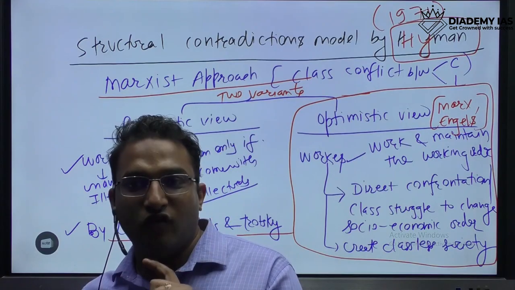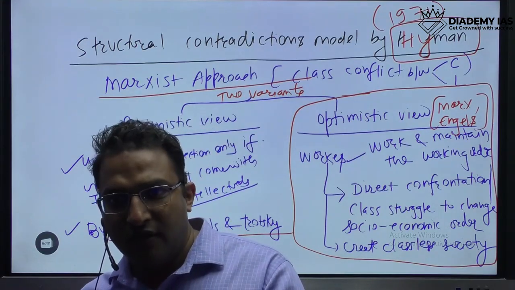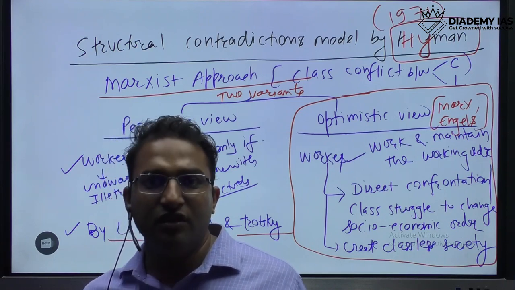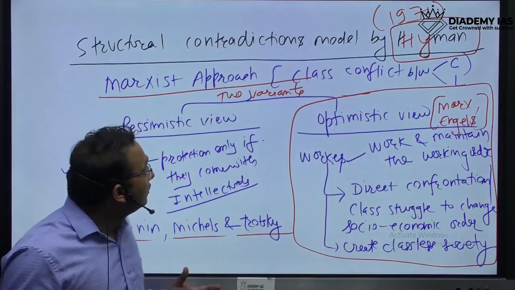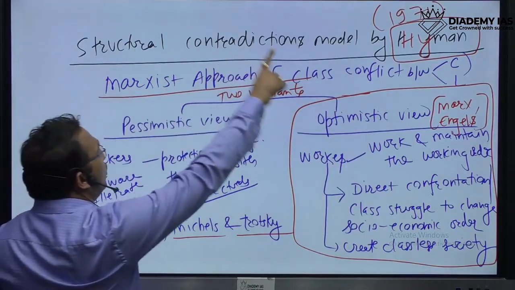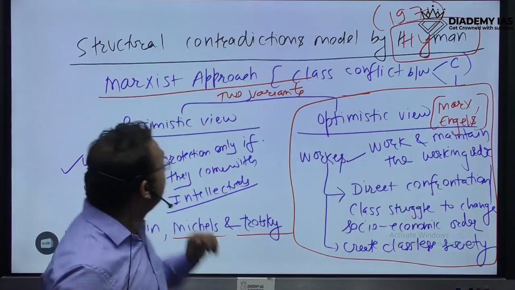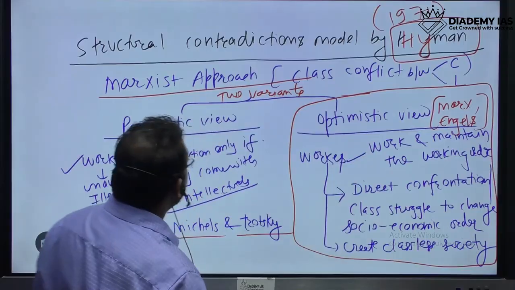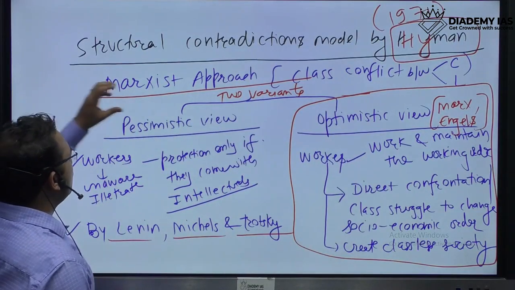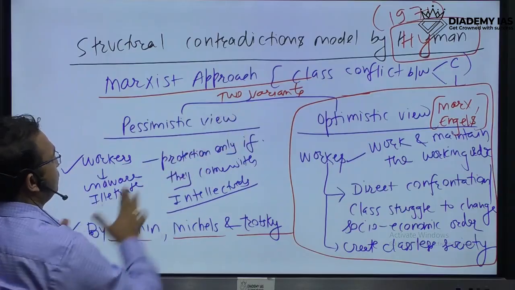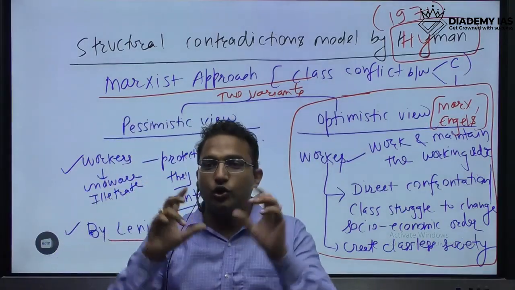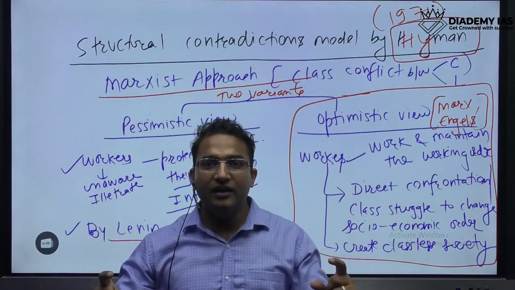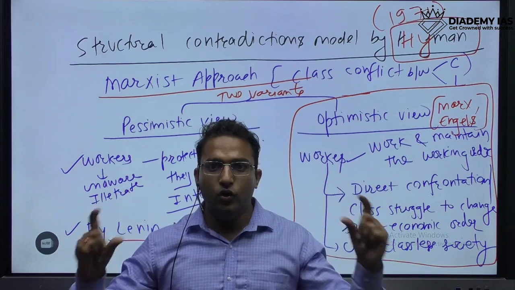Yes, class conflict, conflict between the capital and labor, and there should be confrontation from the side of labor. Now, structural contradictions model by Hyman. What is this model? So in this model, basically there are two variants for Marxist approach. The Marxist approach has been shown in two different variants. So two different schools of thought are there who are dealing with the Marxist approach in two different manner.